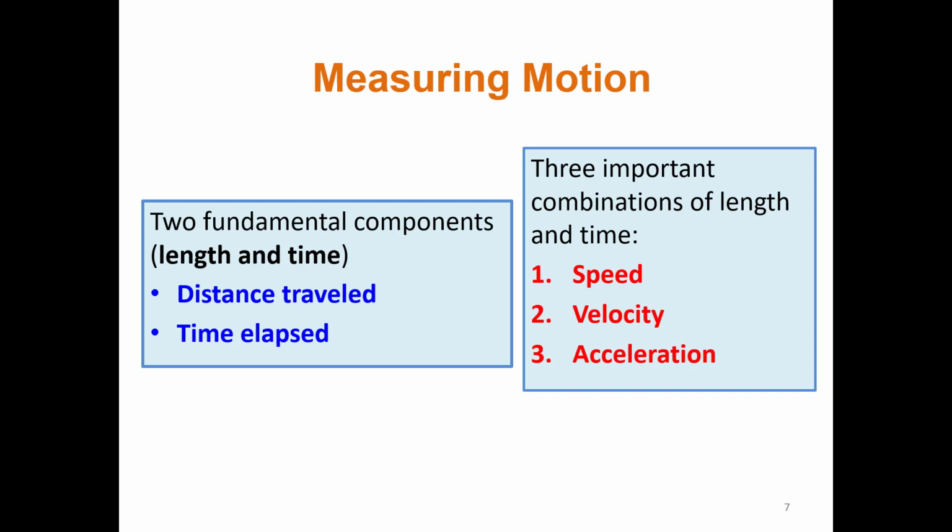And how can we get those quantities? We combine the length and time. One of these is the speed that we already discussed. But there are also two other quantities we want to know: velocity and acceleration. Let's now try to define what velocity and acceleration are in terms of the distance and the time.